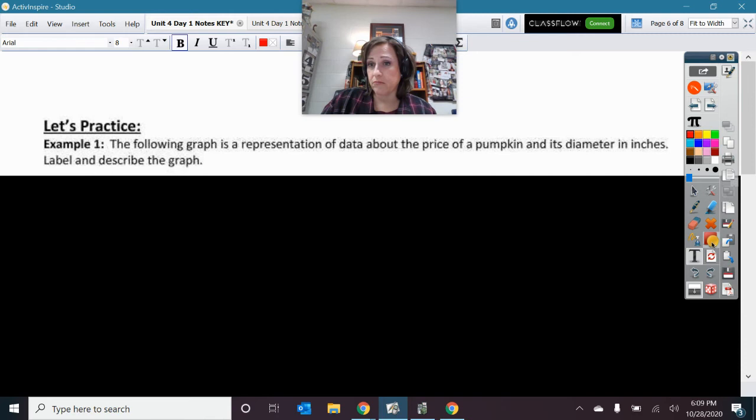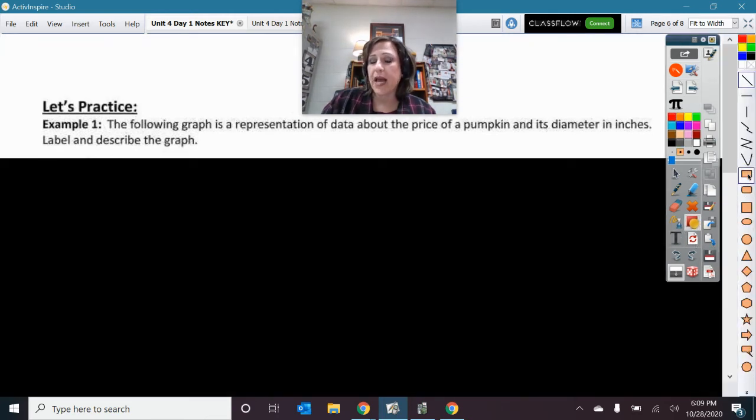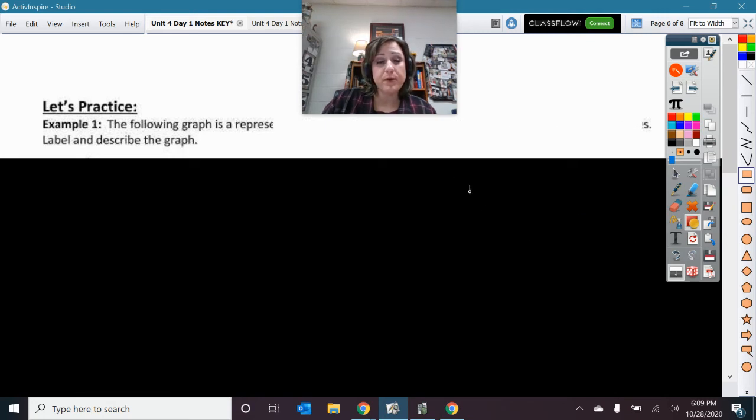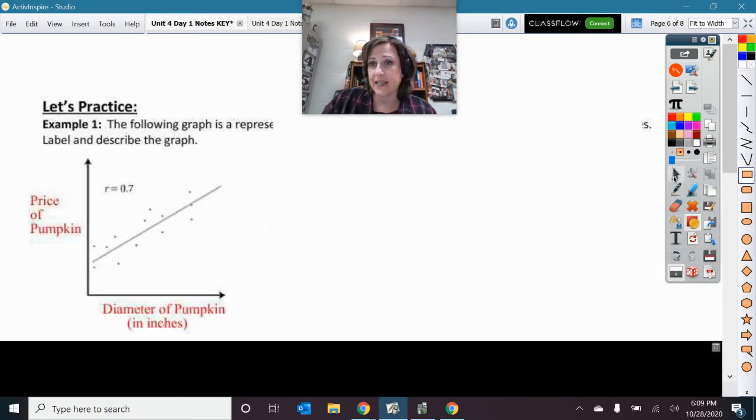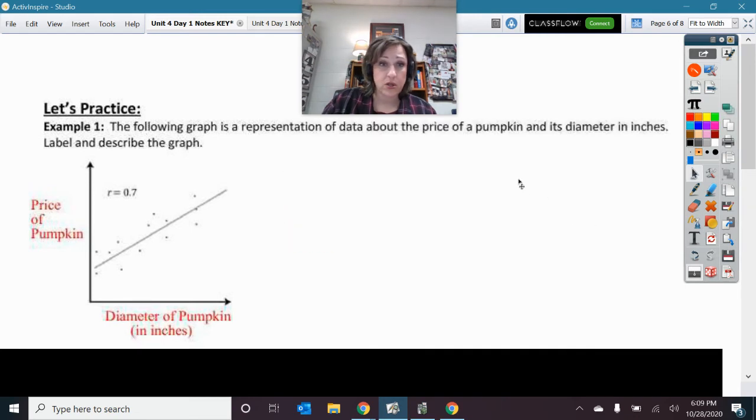The correlation. Okay, let's actually go ahead and put in our variables. What do you think is the response variable? What do you think is the explanatory variable? Okay, so over here, I think the diameter of the pumpkin, the size of the pumpkin, is going to be my explanatory variable. And I think the price of the pumpkin is going to be the response. So, my correlation coefficient, represented by the R, is 0.7, moderately strong.